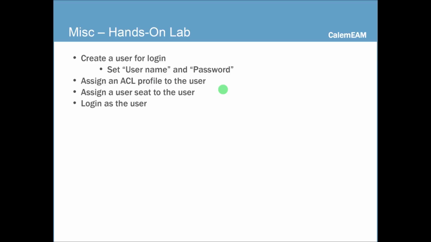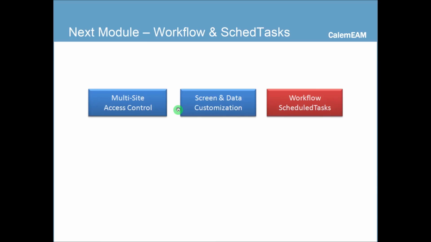Now, for these miscellaneous functions, we like for you to create a user for login. So you need to set a username and a password, assign echo profile, assign user seat, and login as the user. So that's all the training functions for the admin module.